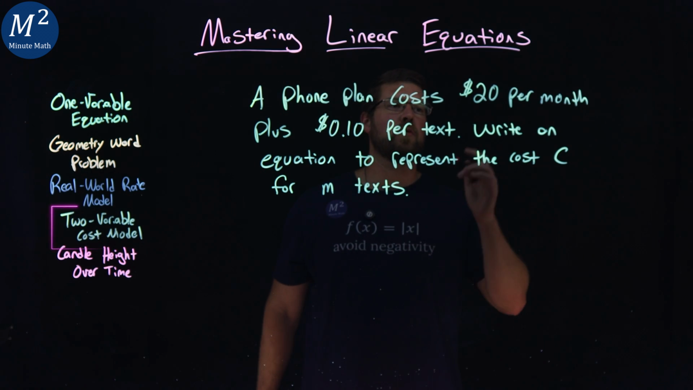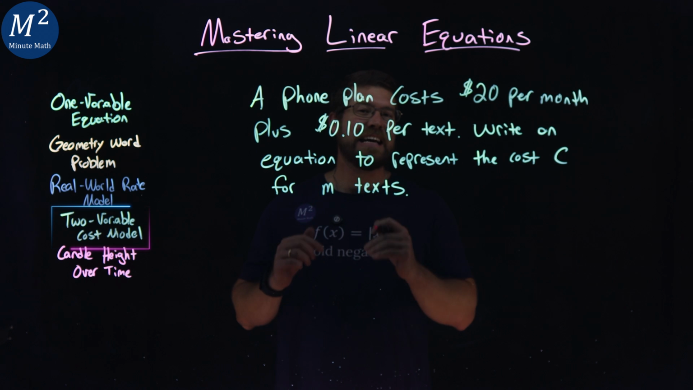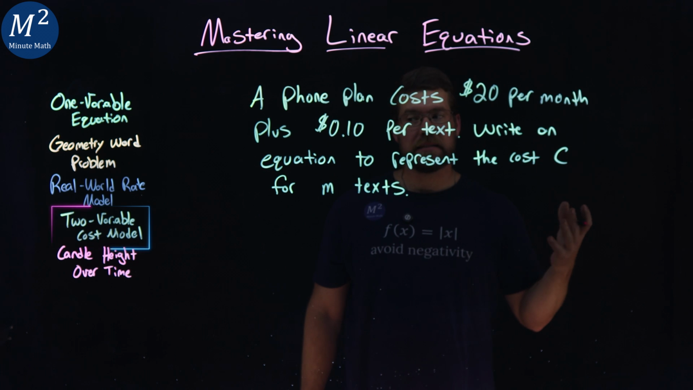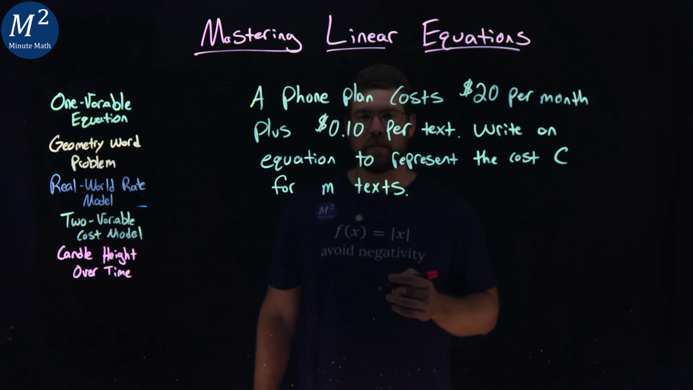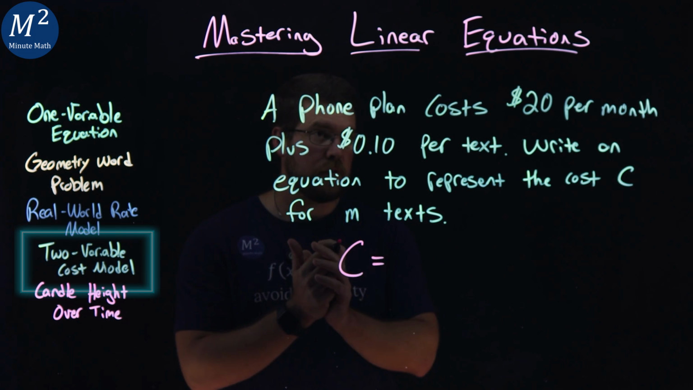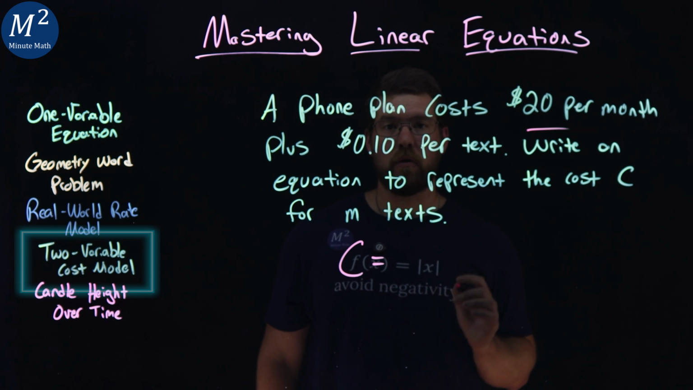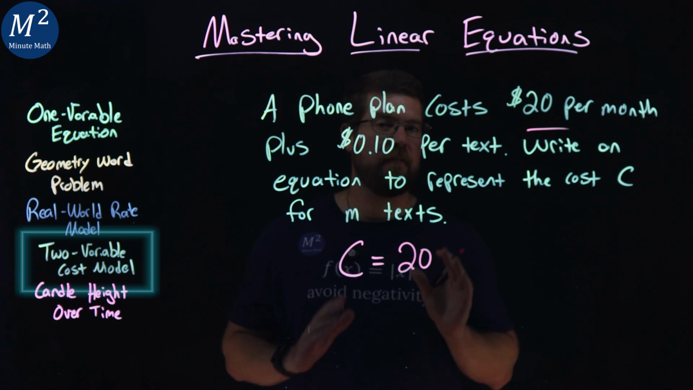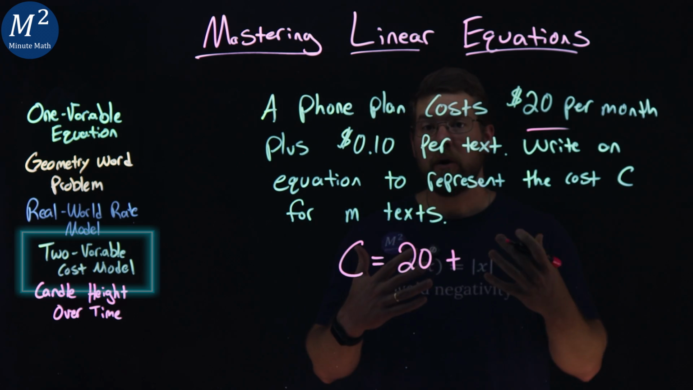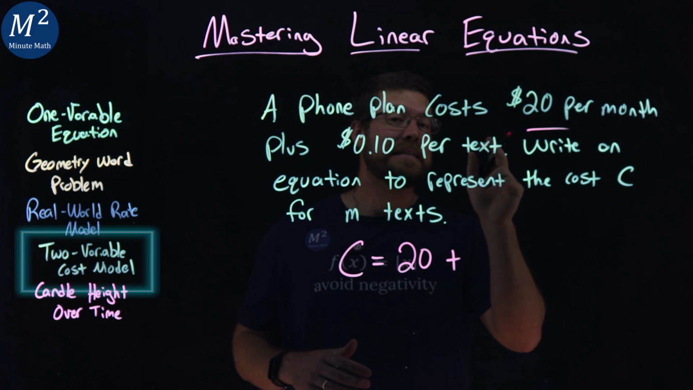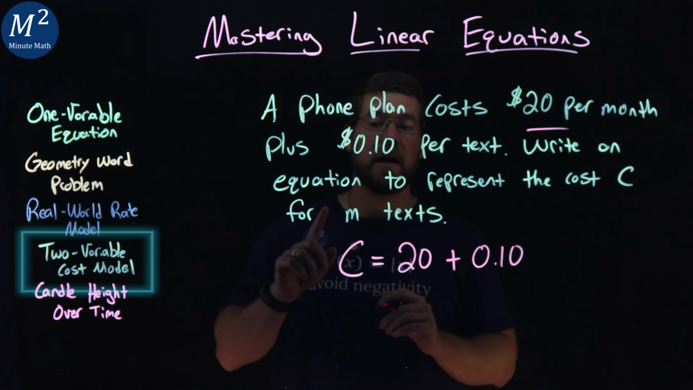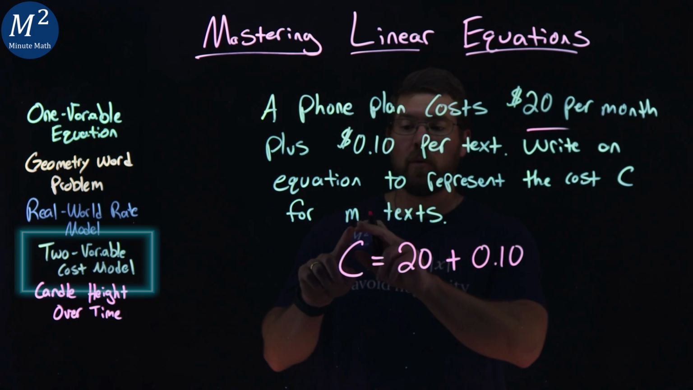A phone plan costs $20 per month plus 10 cents per text. Write an equation to represent the cost C for M texts. Okay, so our cost C is equal, this is a total cost. Well, we have a fixed cost here of $20 per month. So we have 20 right there, that's a fixed cost. No variable attached to it, it's just there. And then we add the variable cost here, which is the price per text. And they tell us that is 10 cents, is 0.10, times the number of texts. We don't know what that is, but they told us that's a variable M.